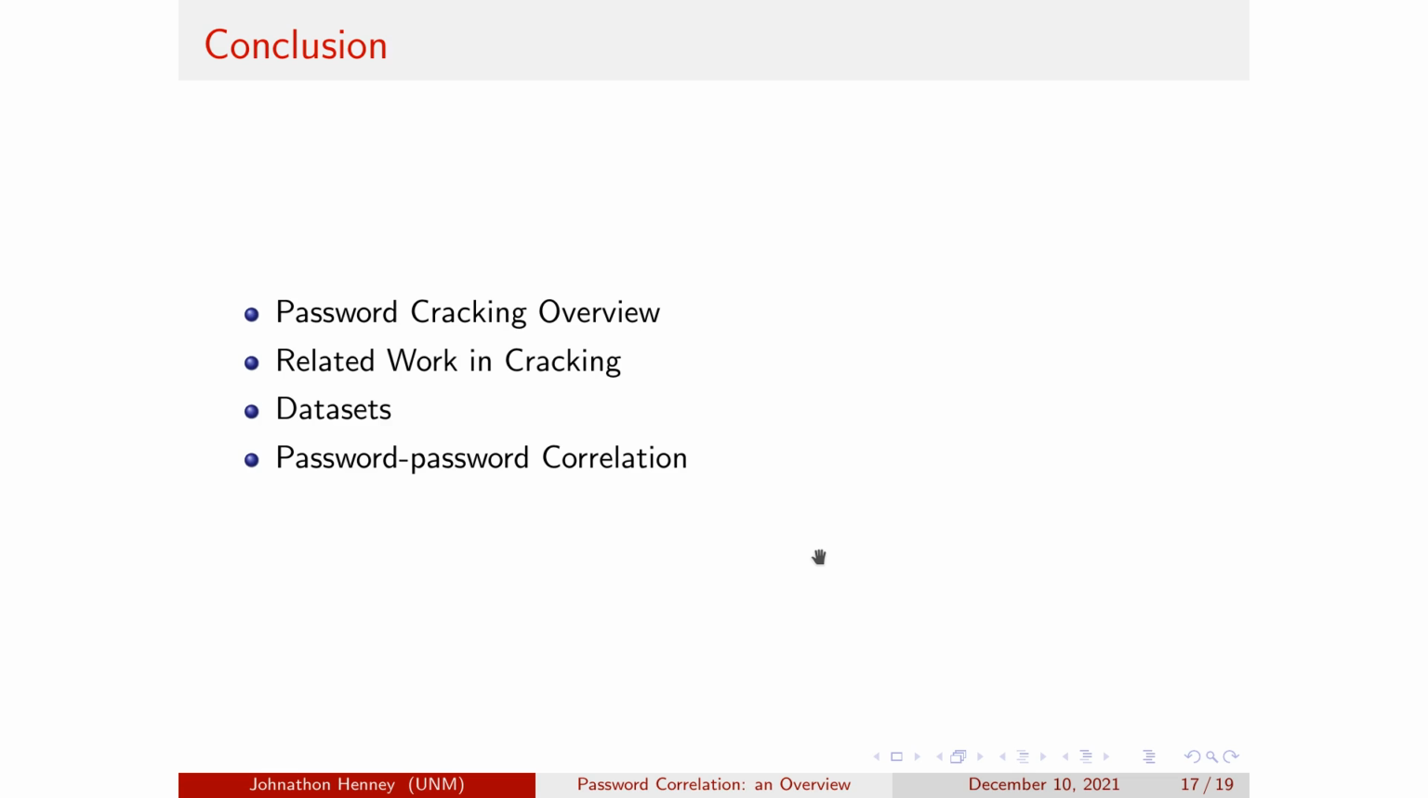Good information in there. And so in conclusion, we went over passwords and password cracking techniques at a very high level, and then we went into some of the related work and interesting pieces of software and research that are being done in this field, and we talked about the datasets used and some of the ethics behind just password studying in general. And we talked about some of the password correlation, and we left out the password social correlation that they go over later, as well as a couple of the more nitty-gritty mathematical details.